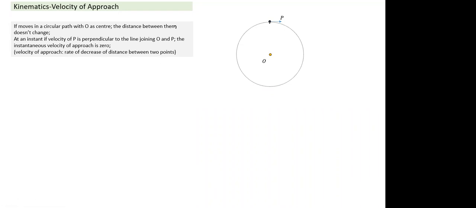So if the distance is r and the velocity is perpendicular, the instantaneous rate of change of distance, for a very brief period of time, it will move from here to here, a very small distance. How much distance? Negligible distance. Both points are equidistant from O, so the distance will not change. And we have understood velocity of approach, the rate of decrease of distance.